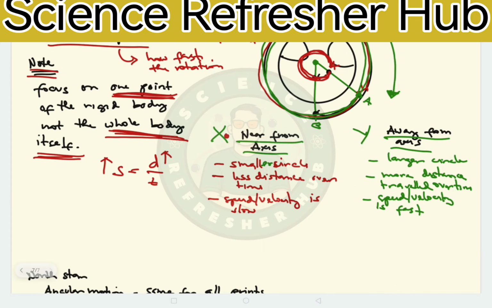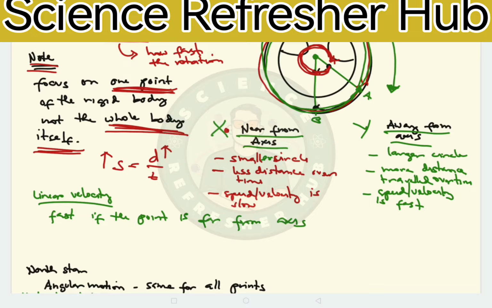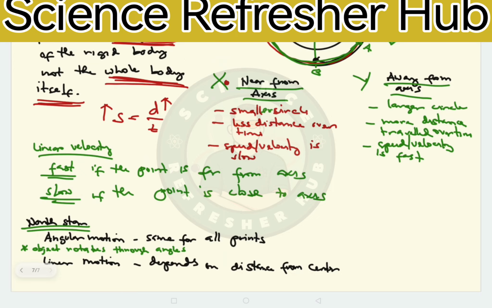So the bottom line, I will put it here. I will add this as one of the things you need to remember when you are describing the linear velocity or speed. Same thing, but velocity has direction. The linear velocity is fast if the point is far from the axis, and it's gonna be slow if the point is close to the axis. Please remember this when we are describing linear velocity. That's it.